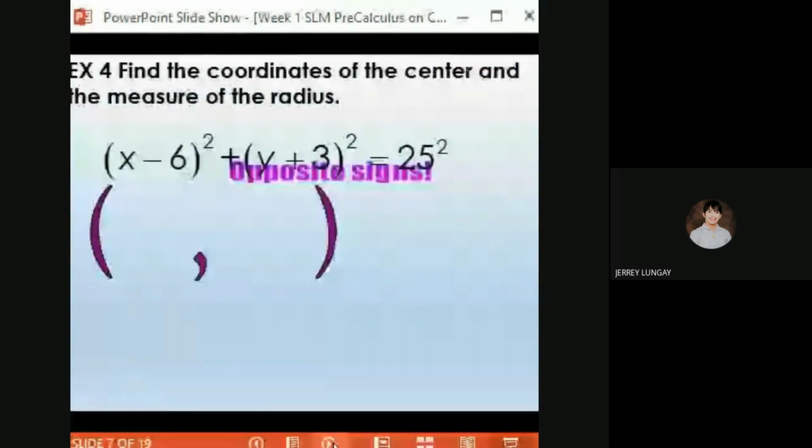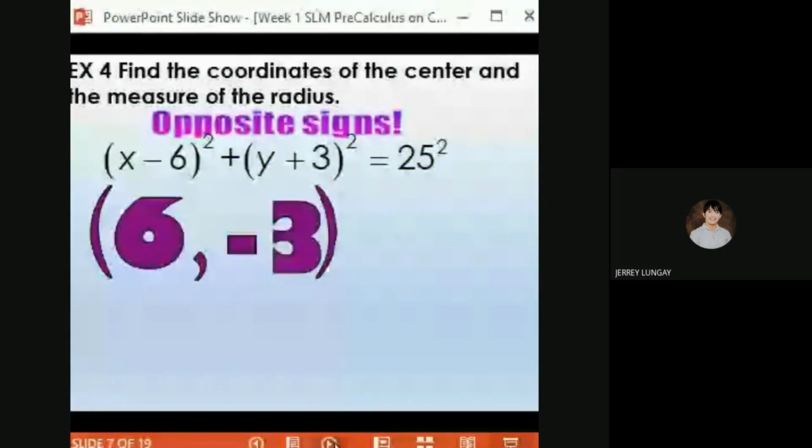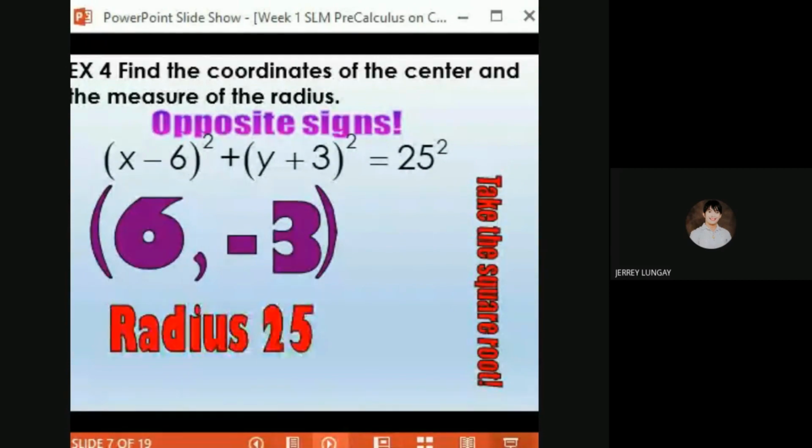Okay. So, taking the opposite signs, we have 6 and negative 3. And taking the square root, class, the square cancels because we are taking the square root. Therefore, the radius is 25. Very good. I will give 10 points for Phil Joy. But very good to all who answered 5, it is still very good. Nice try, because I intentionally made it 25 squared to confuse you.